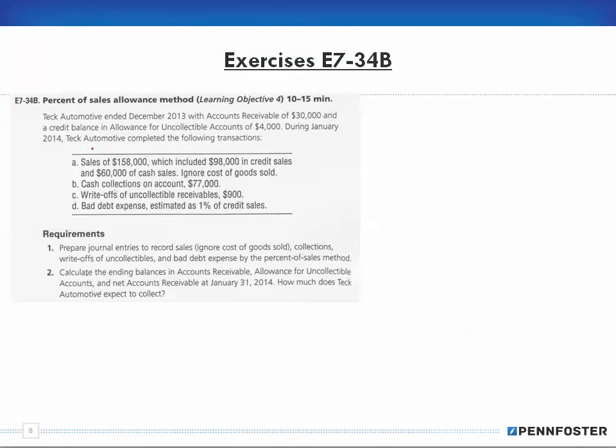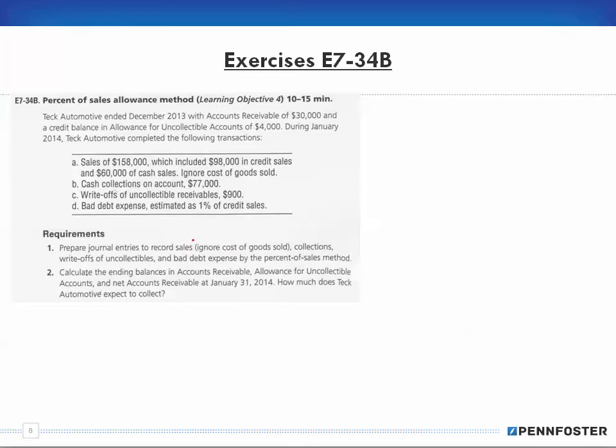It says here, Tech Automotive ended December 2013 with accounts receivable of $30,000 and a credit balance in the allowance for uncollectible accounts of $4,000. During January 2014, Tech completed the following transactions. Requirements: prepare journal entries to record sales. Ignore cost of goods sold.